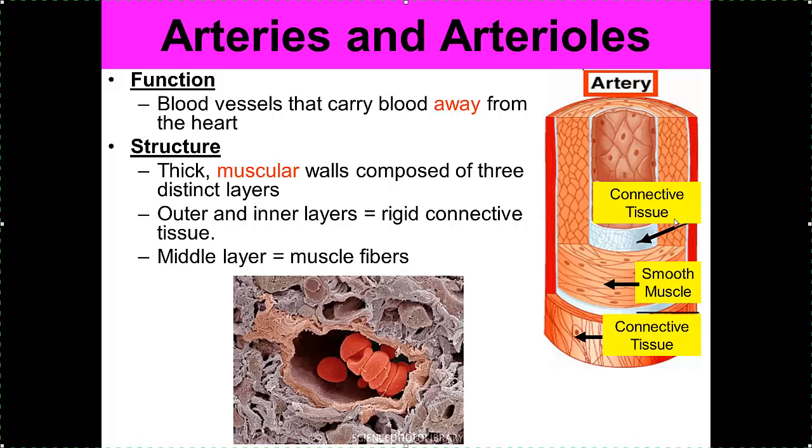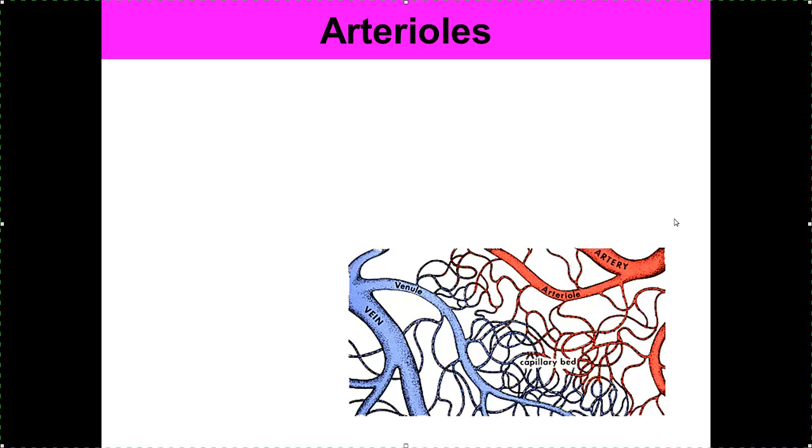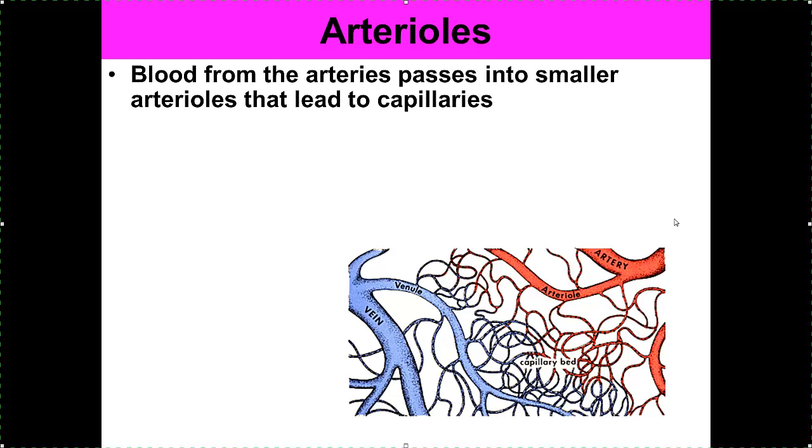So you can think of it as a muscle sandwich. Muscles are sandwiched between 2 rigid layers of connective tissue. Blood from the artery passes into smaller arterioles that lead to capillaries. So here's an example of an artery. It branches into an arteriole.